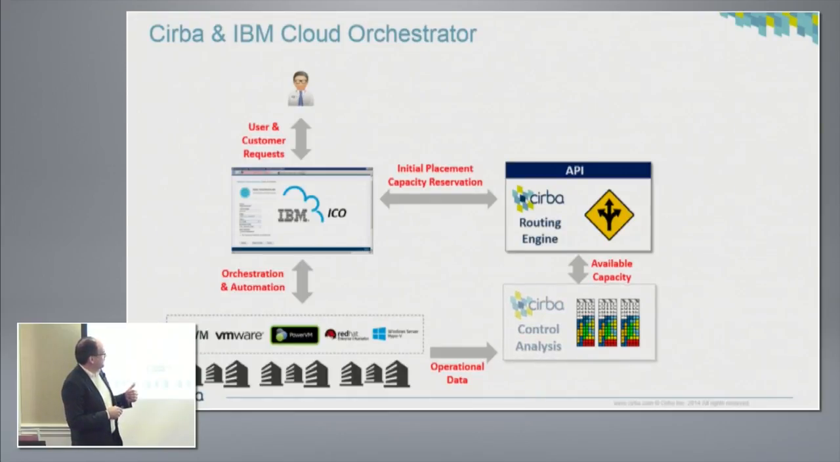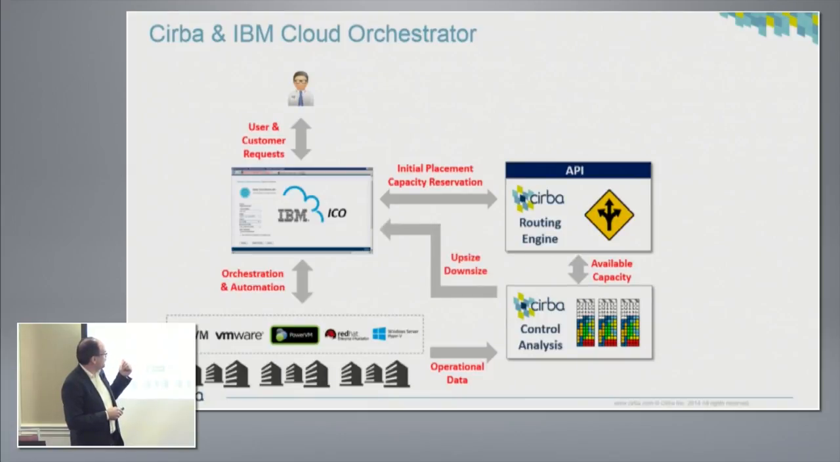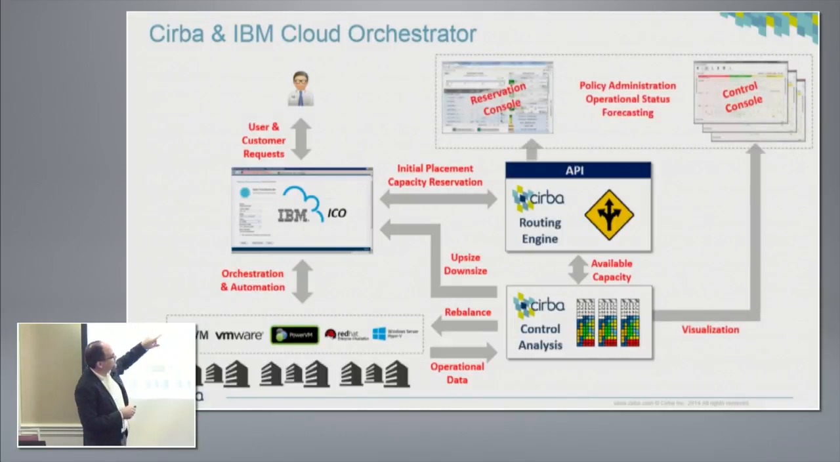We will also analyze proactively the VMs and generate resizing requests that go through a change management process. And when we do rebalancing, that goes straight back to the infrastructure, because, for technical reasons, it doesn't go through ICO in this integration. But the point here is that, again, we're behind the scenes. We have our consoles, but those are for administering policy, looking at operational status, and if you want to do any forecasting.